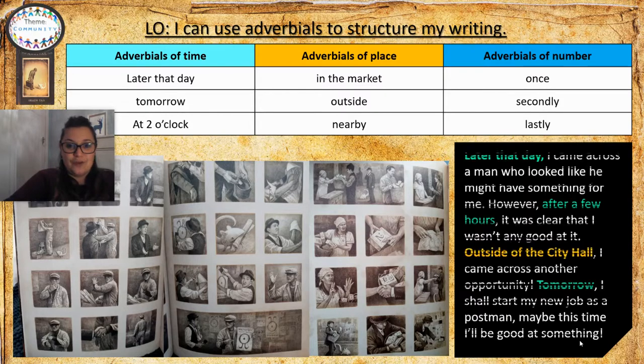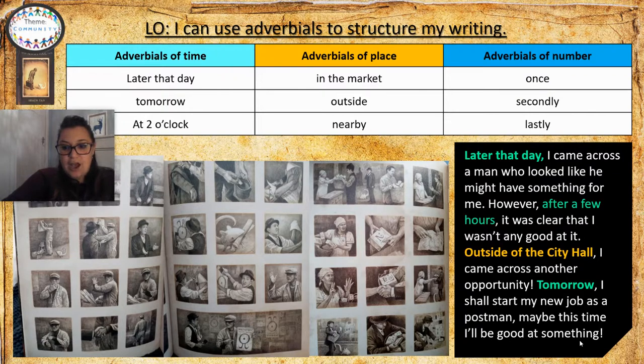Let's see what I've got so far. Later that day, I came across a man who looked like he might have something for me. However, after a few hours, it was clear that I wasn't any good at it. Outside of the city hall, I came across another opportunity. Tomorrow, I shall start my new job as a postman. Maybe this time I'll be good at something.